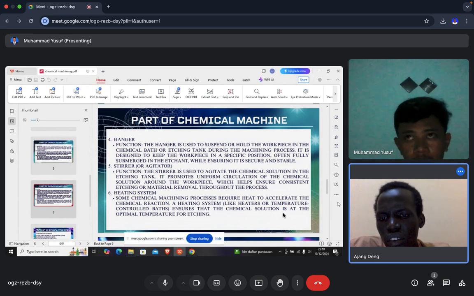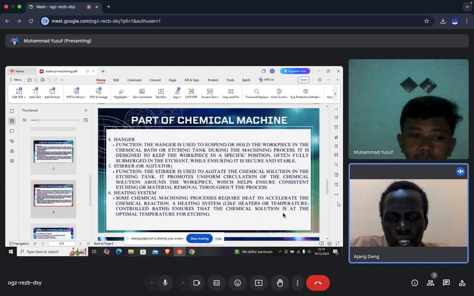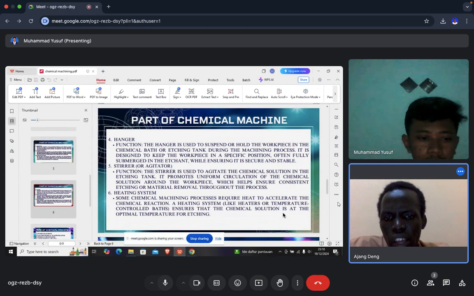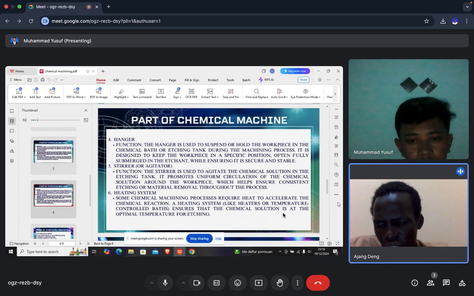Now the stirrer or agitator. The function of the stirrer is to agitate the chemical solution in the etching tank, and to promote uniform circulation of the chemical solution around the workpiece, which helps ensure consistent etching or material removal throughout the process.